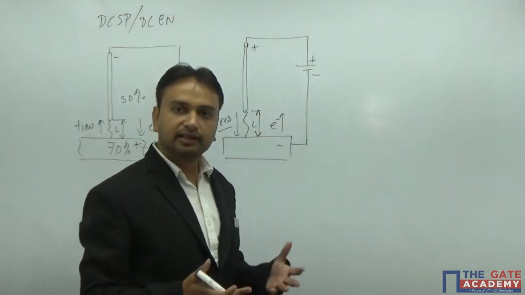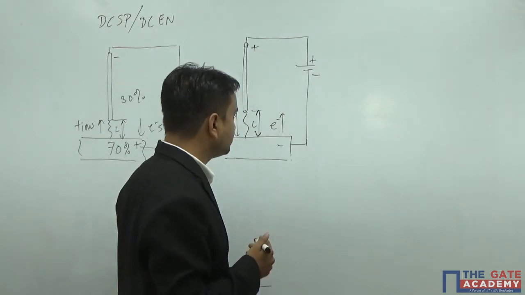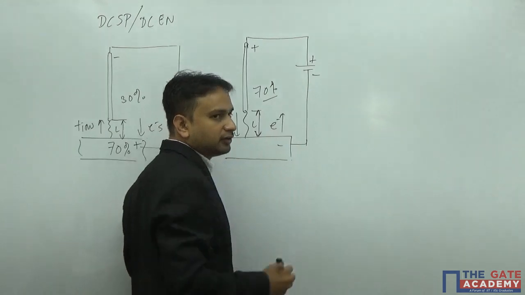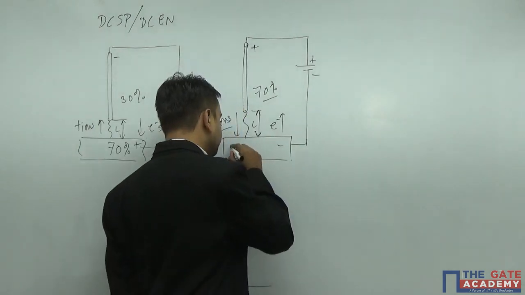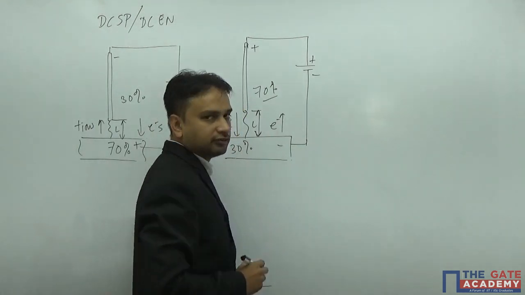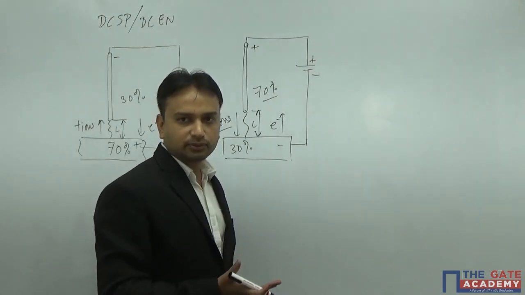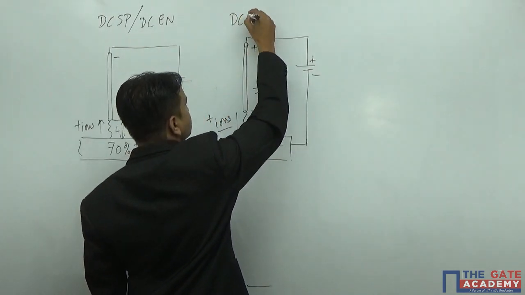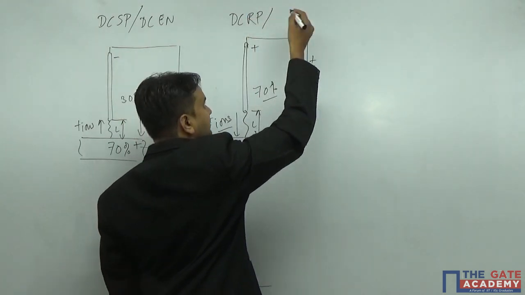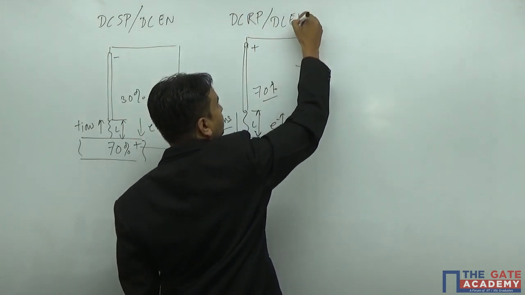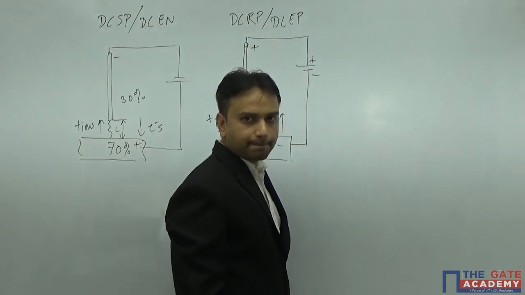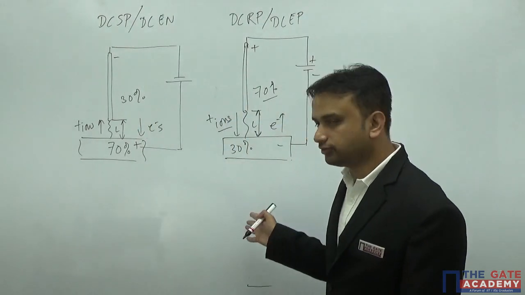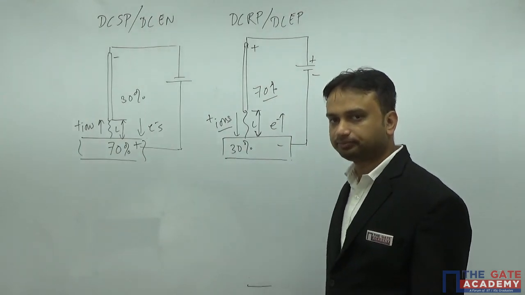Now what about the heat evolved now? Yes, you guessed it right. 70% of the heat will be evolved at the electrode and only 30% of heat will be evolved on the workpiece. This kind of system is known as what? It is known as direct current reverse polarity and also direct current electrode positive, DCEP. So these two names are for this kind of system itself.